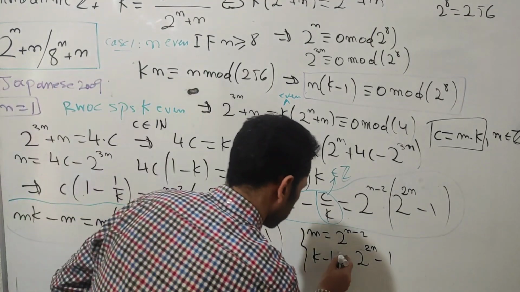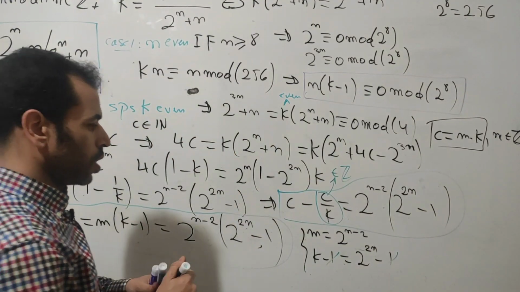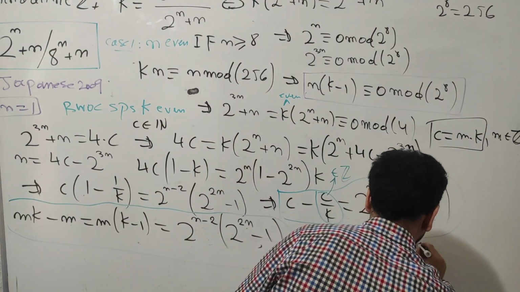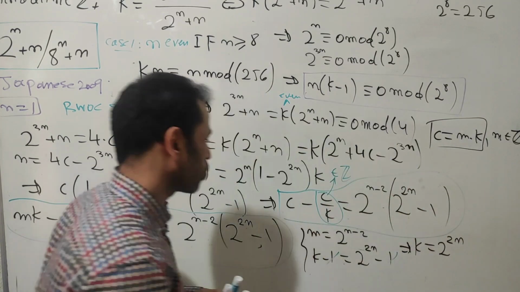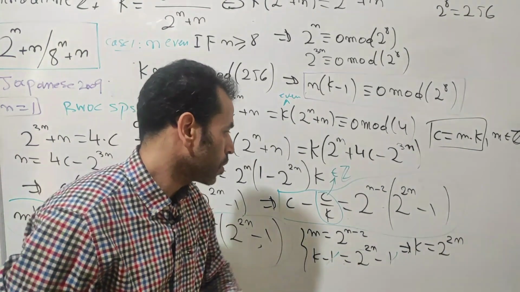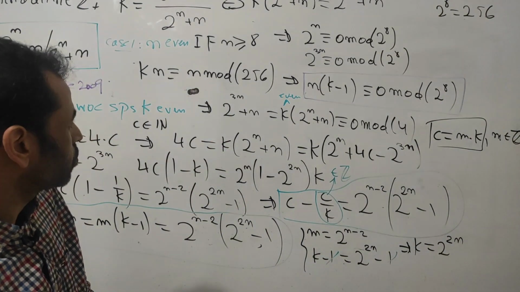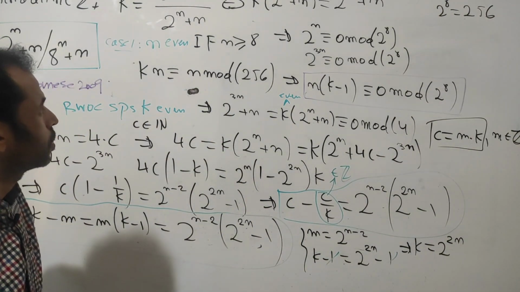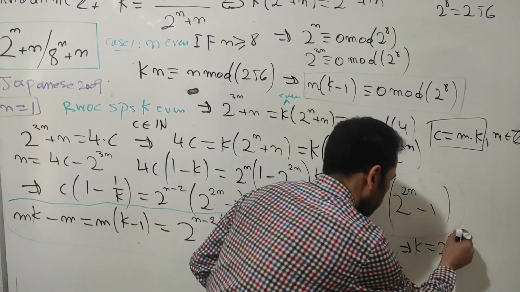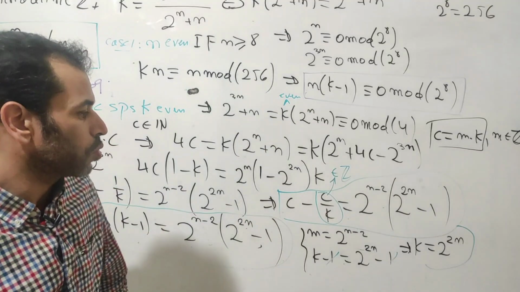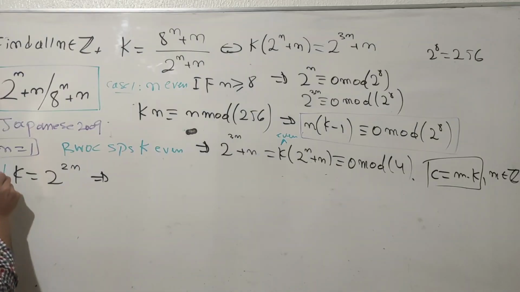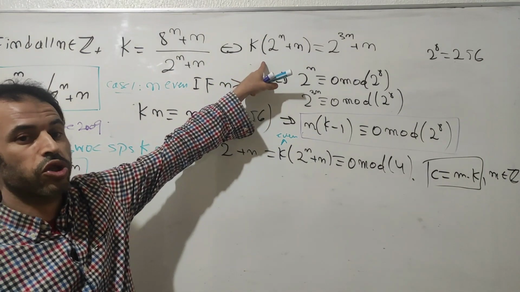Okay, cancel out this minus number 1 from both sides. So I will be left with k must take this term, 2 to the 2n. Also, m equals 2 to the n minus 2. What to do here? I'm going to take this nice value of k and insert it back into the original equation to see what the new expression is. Okay, so we already found k equals 2 to the 2n. I'm going to replace it into the original equation.